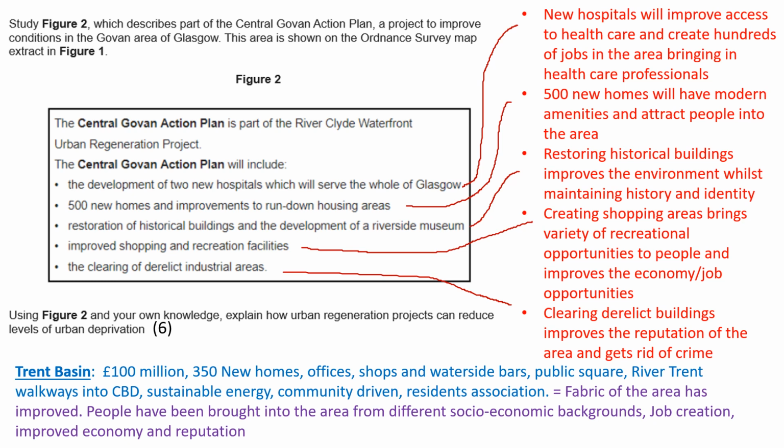Remember, last lesson we said that the houses were all different shapes and sizes. Some were affordable for people on lower incomes. Some were big family-sized homes for people on higher incomes. The building of all of these properties has created lots of jobs. It will have improved the economy, and the reputation of the area around Trent Bridge has gone up as well. So these are all the positives.